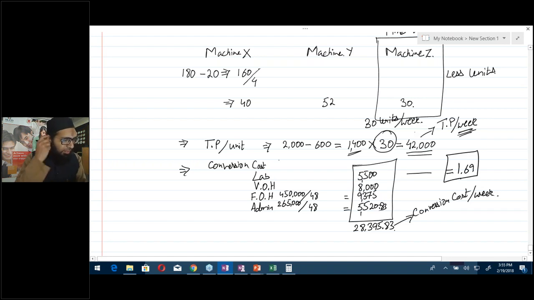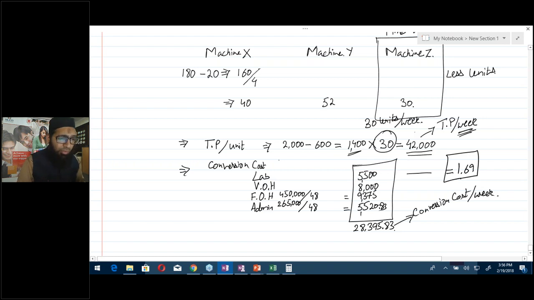Sometimes you are provided with hours per unit and sometimes you are given the data of units per hour. When you are provided with units per hour, in such situations you will not divide, instead you will multiply. Have you understood that? Dear, this is the same way. You can either calculate it on week or even on hour. You can do that in both ways.